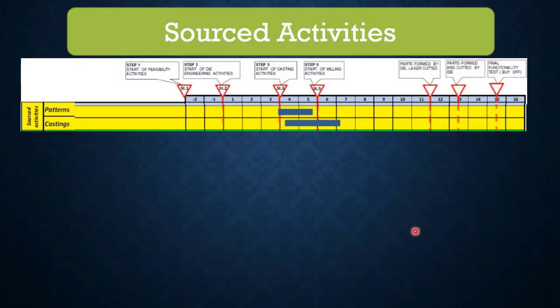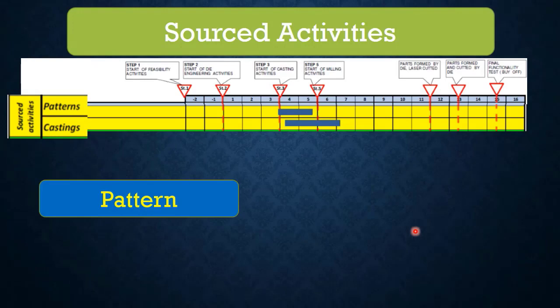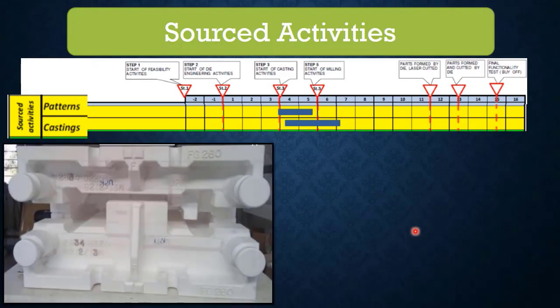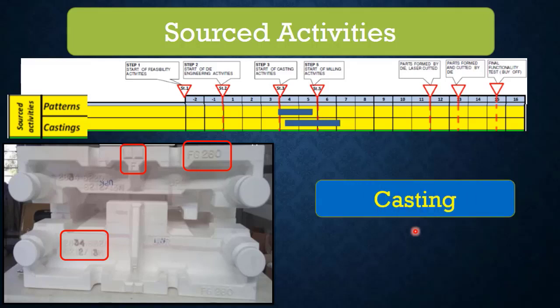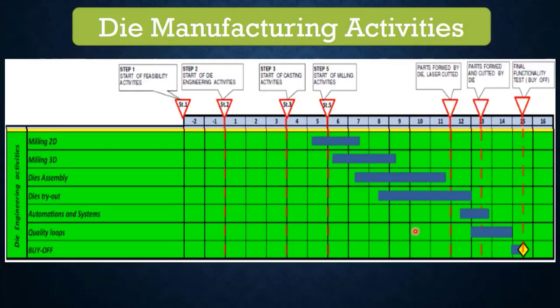Next is sourced activities. Once the die design is frozen, we go for pattern and castings. So number 1, pattern. You can see the thermocol pattern for a die with the important details like front, center, casting grade, part number details, upper tool, lower tool, what is the stage. Likewise, after pattern approval for the rib position, thrust location, backup blocks, guides and lifting arrangement, then we go for the casting phase. Then the core activity of die machining starts: 2D milling, 3D milling, die assembly, die tryout, automations and systems, quality loops, and the last is buy-off.